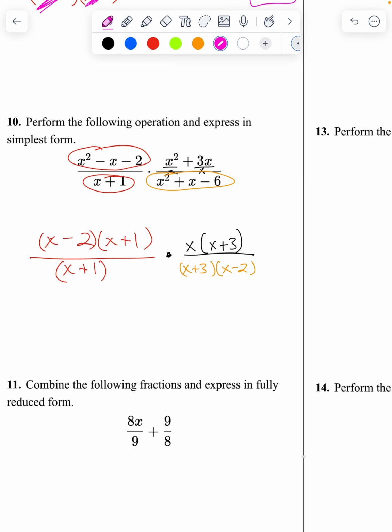And then now I'm going to get my pink one out and cancel stuff. So the x minus 2's cancel, the x plus 3's cancel, the x plus 1's cancel. So the only thing that's left is just x.